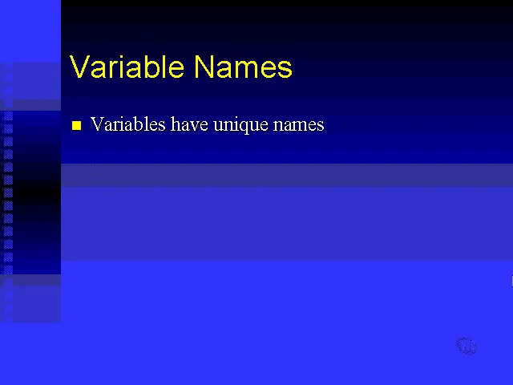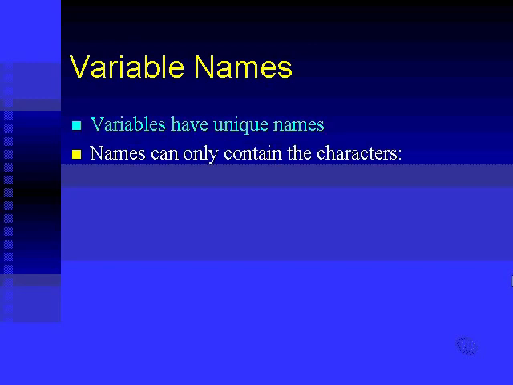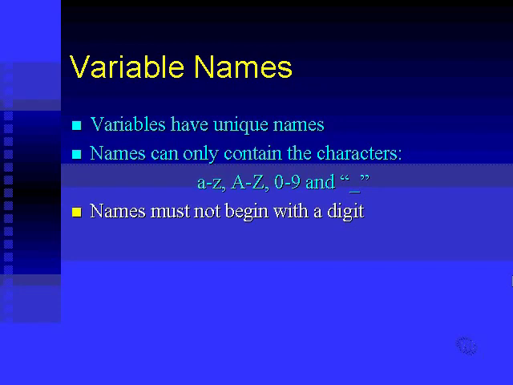That is almost true. When we learn more about functions, you'll learn that there can be a variable called age in two different functions, but don't worry about that for the moment. Names can only contain the characters lowercase letters, uppercase letters, digits, and the underscore character. Don't think about using the dollar sign or the plus sign or anything like that. They are not allowed in C. Maybe in some other languages, but not C. Names must not begin with a digit. It means obviously that they can begin with anything else, but can't begin with a digit.